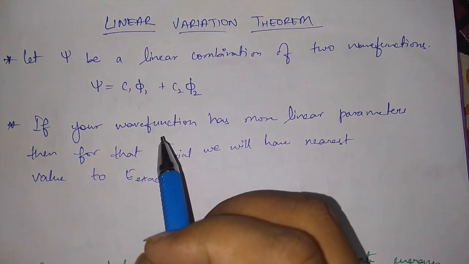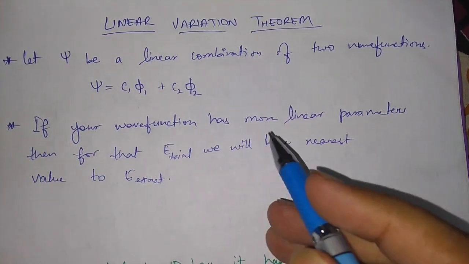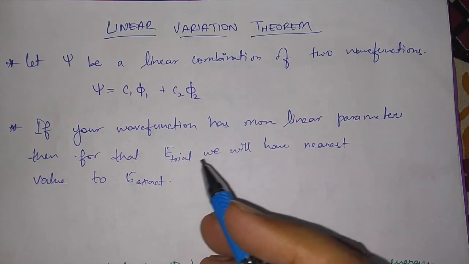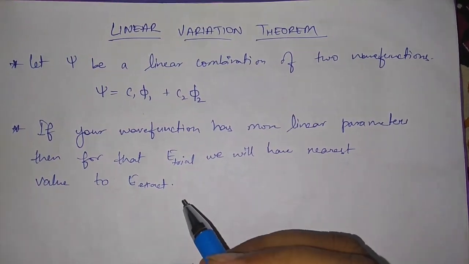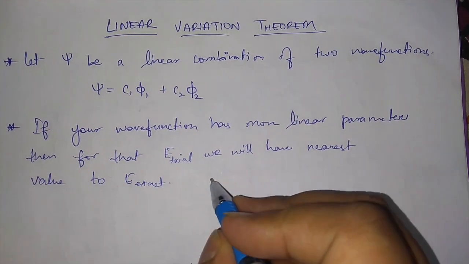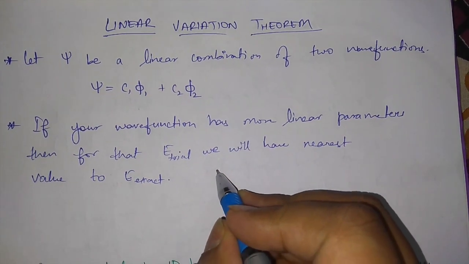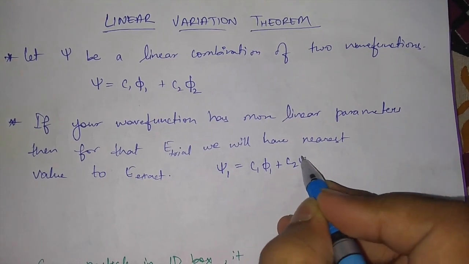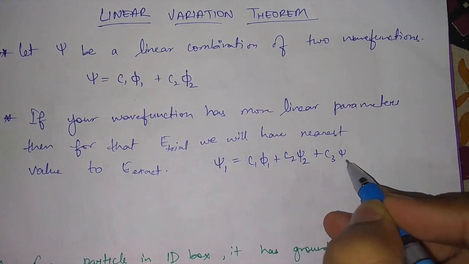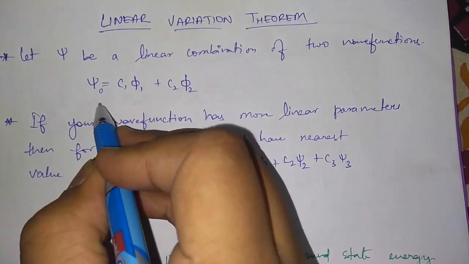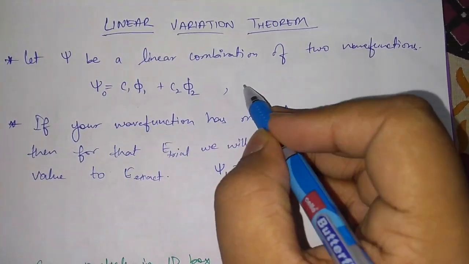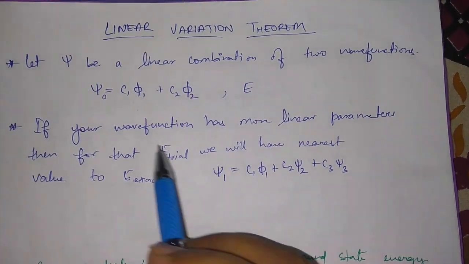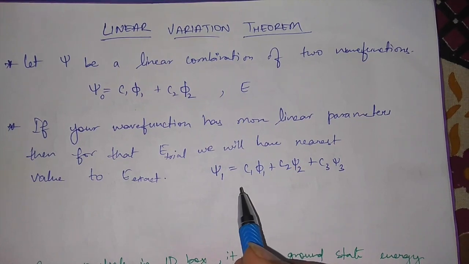Okay, so what it says is that if your wave function has more linear parameters, then for that your E trial will have the nearest value to the E exact value. So what does that mean? Let's say we have two wave functions. Let's say we have psi1 equals c1 phi1 plus c2 phi2 plus c3 phi3. Okay, and this one let's say is psi naught. So the energy which we will get, both are trial wave functions. Let's consider that both of them are trial wave functions. That means psi naught and psi1 both are trial wave functions.